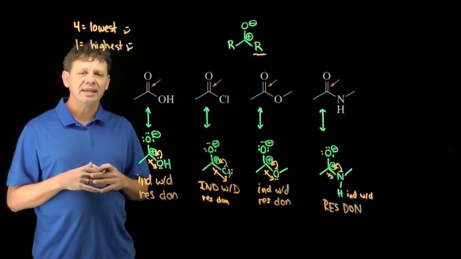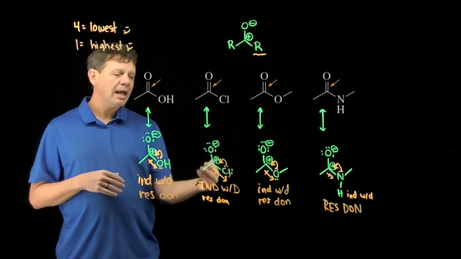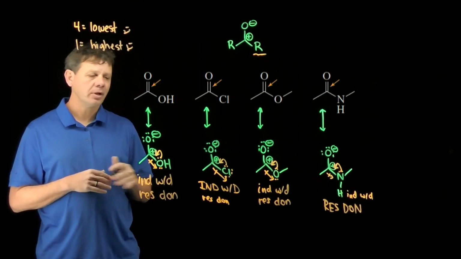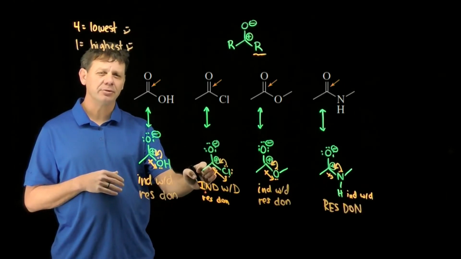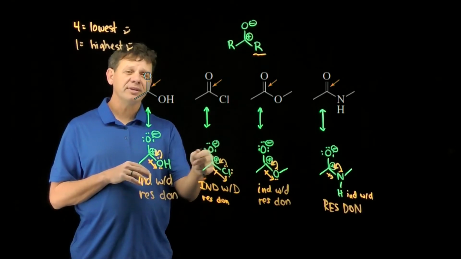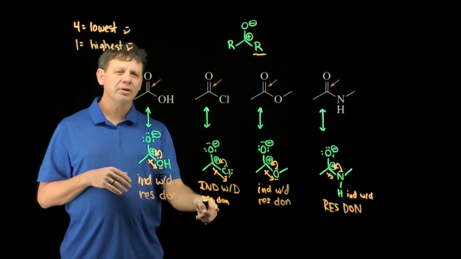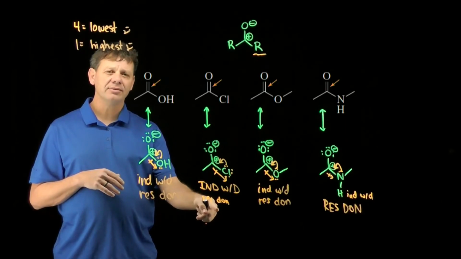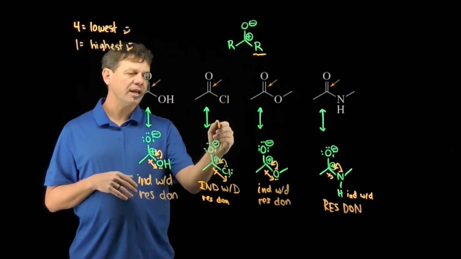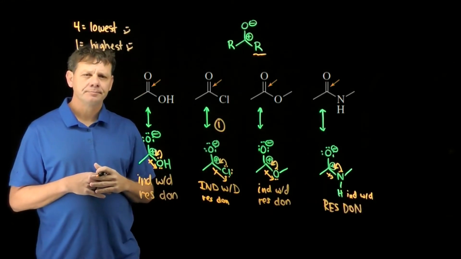Given this, what's the impact? Well, we would say that chlorine has a net impact of increasing the positive charge. Right? It's going to increase the positive charge on that central carbon. As a result, that's going to make this positive charge hold this negative charge more tightly. This one is going to absorb at the highest frequency. So the acid chloride, we're going to say, is number 1.